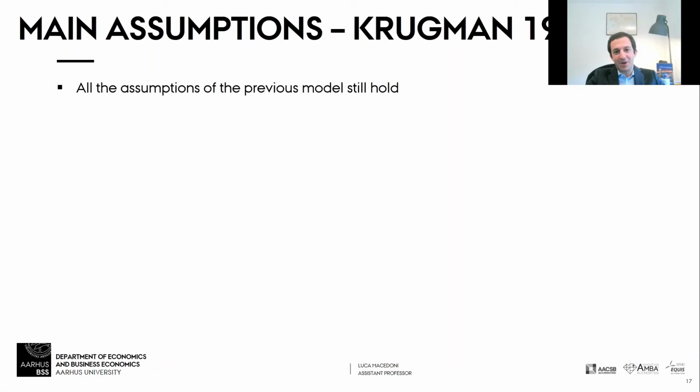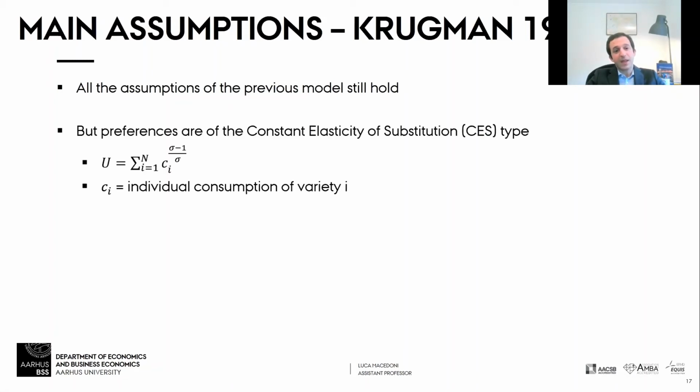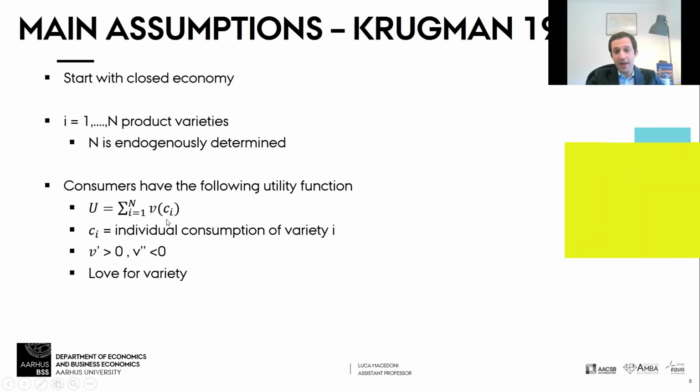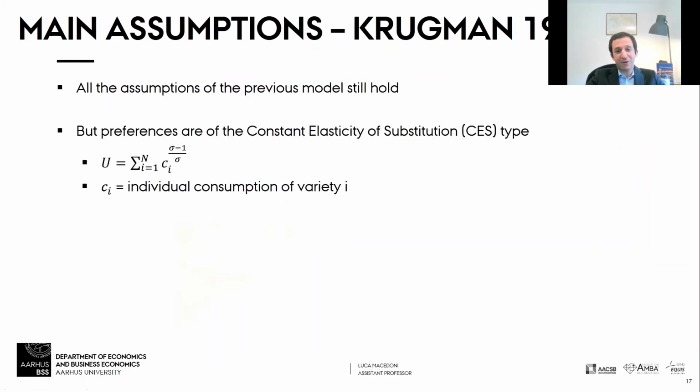This Krugman 1980 model, which was actually even more successful than the previous paper, is perhaps so due to the tractability of this model. Instead of having a utility function which is a summation from i equals 1 to n of v of ci, we now have a functional form for v: the utility is the summation across all product varieties of ci to the power of sigma minus 1 over sigma.